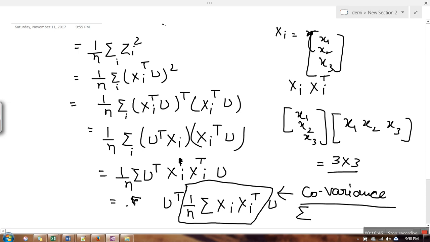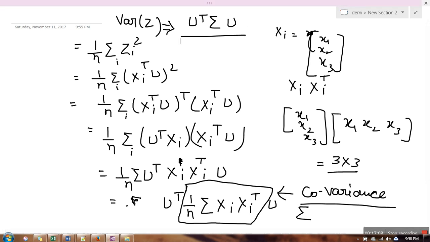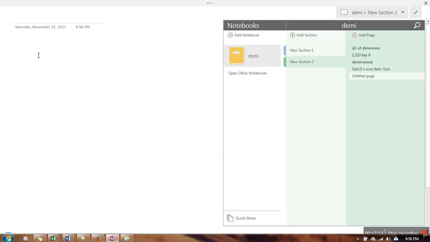So the term we got is: variance of z is equal to u transpose, covariance matrix, and u. This is the variance after projection. Now what is the core concept of PCA? The PCA core concept is that we want to maximize this variance.